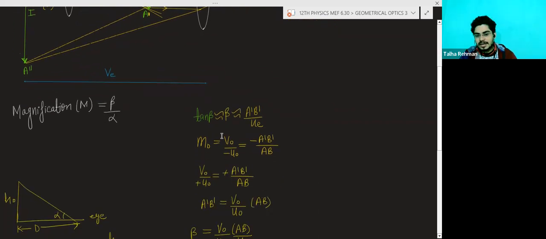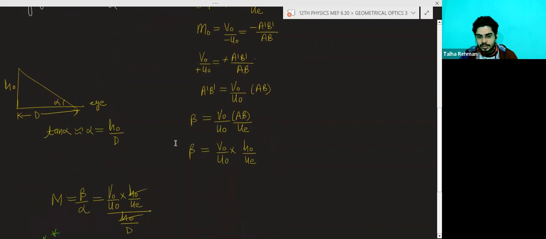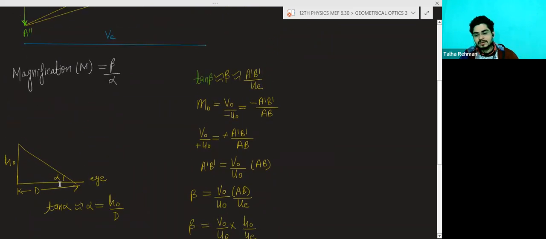After that, I have equated both these equations, and from here I have calculated A'B', and this A'B' I have put here, so that I get beta. Finally I get beta. This beta I got, and after that alpha is simply the visual angle when the image is formed at D, object is placed at D, sorry.